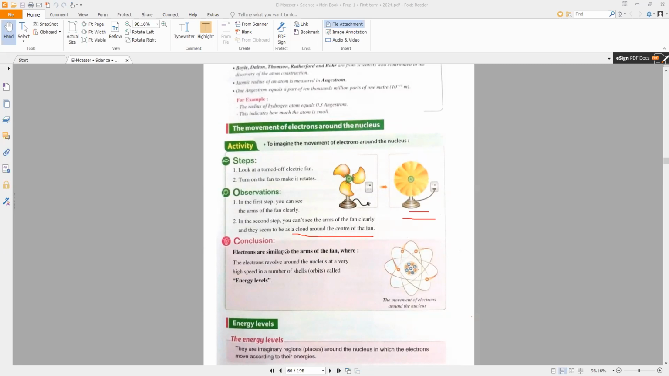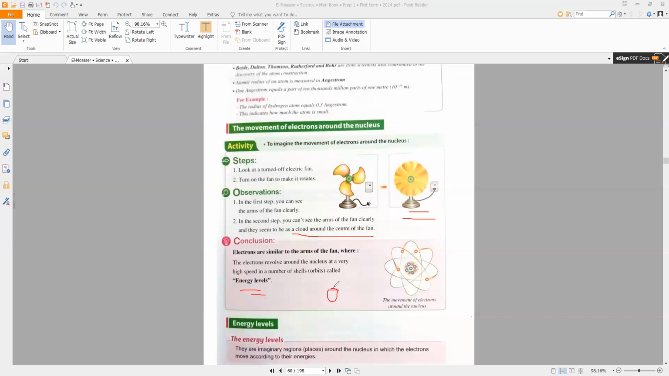So the electrons are similar to the arms of the fan. Why? Because the arms of the fan turn around the center at very high speed, and you can't see their places clearly. Likewise, the electrons revolve around the nucleus at very high speed in fixed orbits. These orbits are called energy levels.